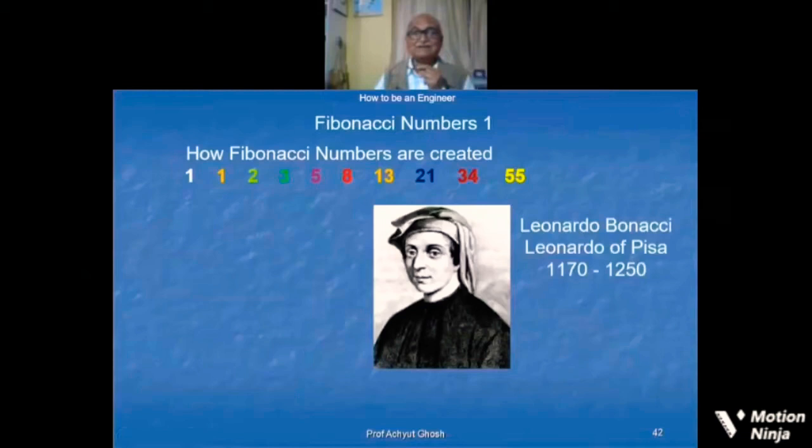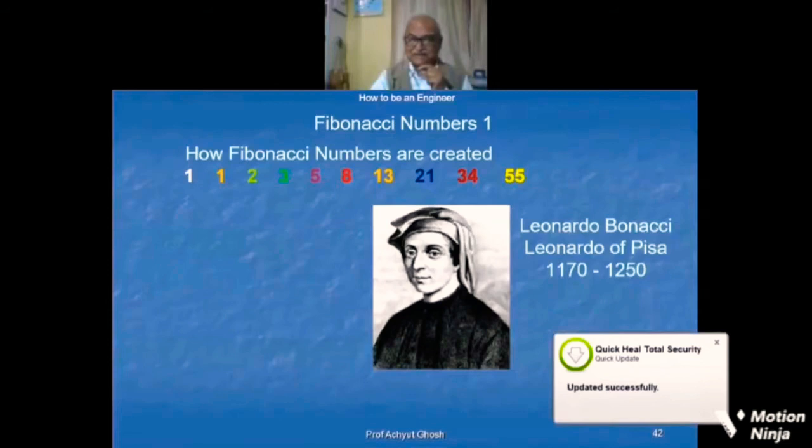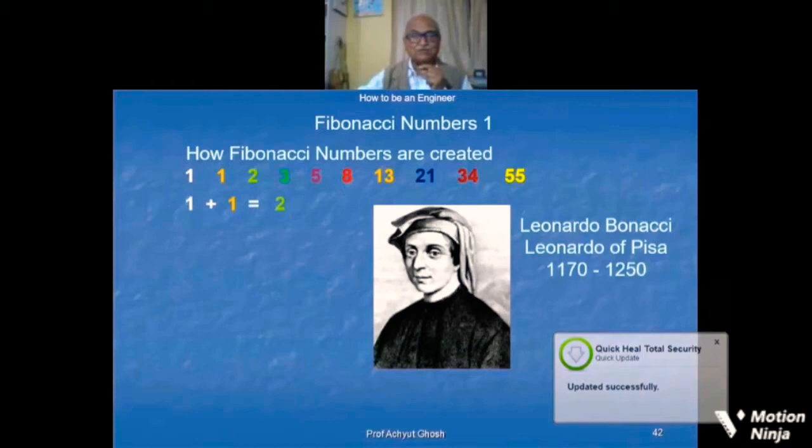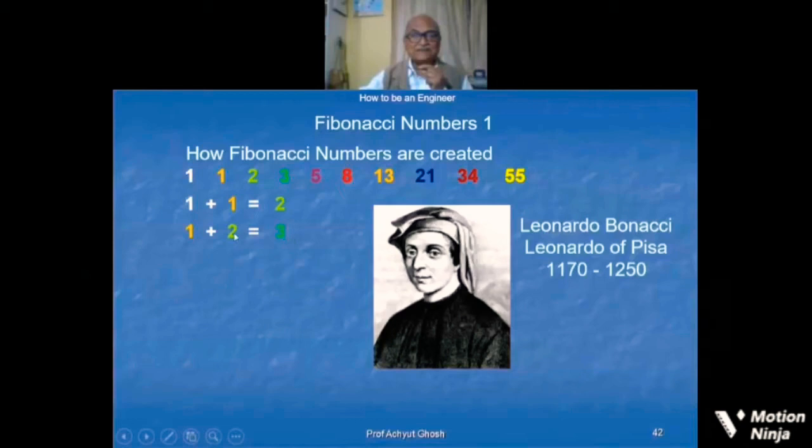This series of Fibonacci numbers is a beautiful series. Fibonacci, sort of a religious person in Italy, created this. You take one, then two, then one and two, 1 plus 2 is 3. Then 2 plus 3 is 5. And this is how you create your Fibonacci numbers.